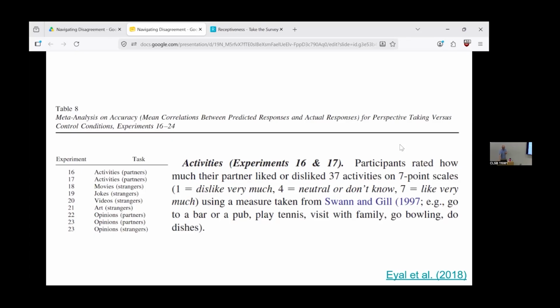What's that? Likes doing dishes. Oh, yeah. Well, you can't have them all be fun activities. You've got to get those low, dislike very much things.